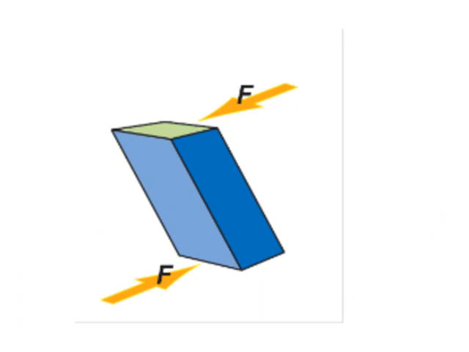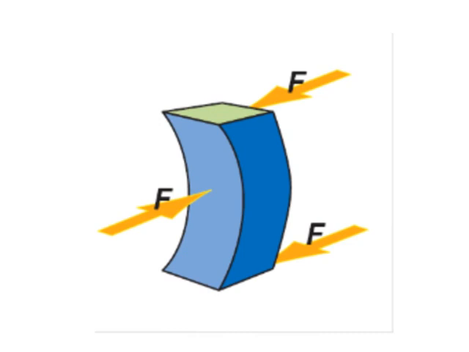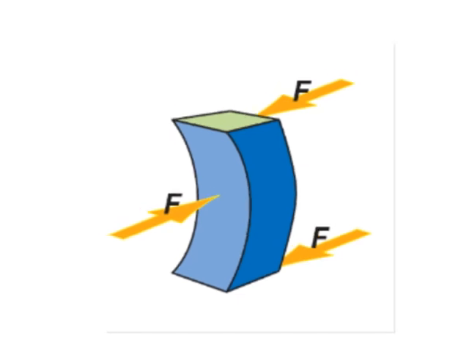Thirdly, we had shear, where we have parallel forces, but they're offset or not collinear, and the atoms are effectively sliding past each other. And finally, we had bending, where we have a combination of both tension and compression.